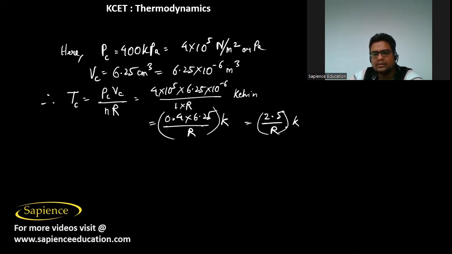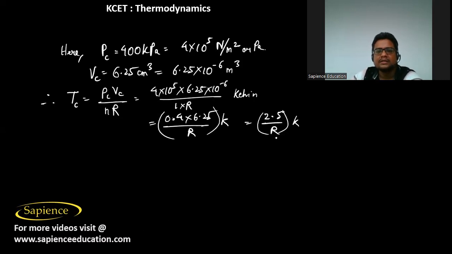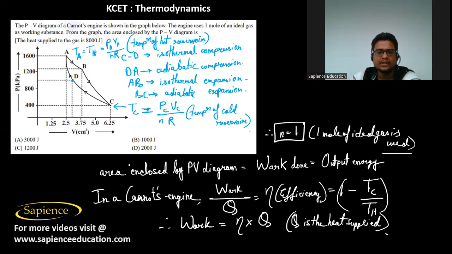We are not inserting the value of R here, since when we find the efficiency and we find the ratio of TC and TH, then this R will get cancelled. So simply we have found TC in terms of R only, where R is called the ideal gas constant. So we are not using the value of R here since it will get cancelled when we find the efficiency of the Carnot's heat engine.